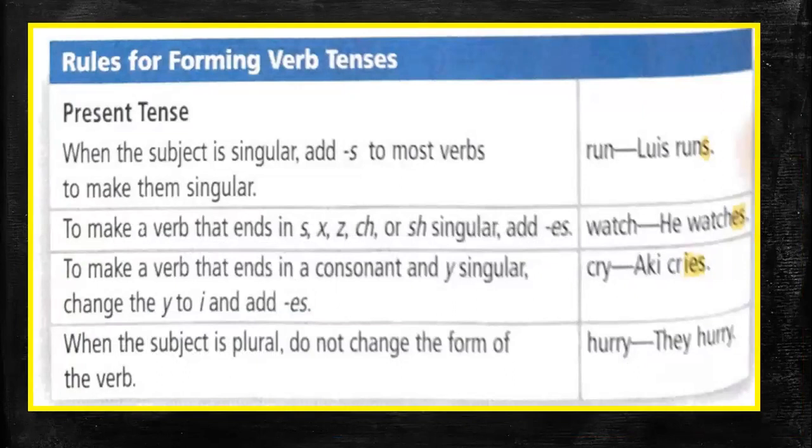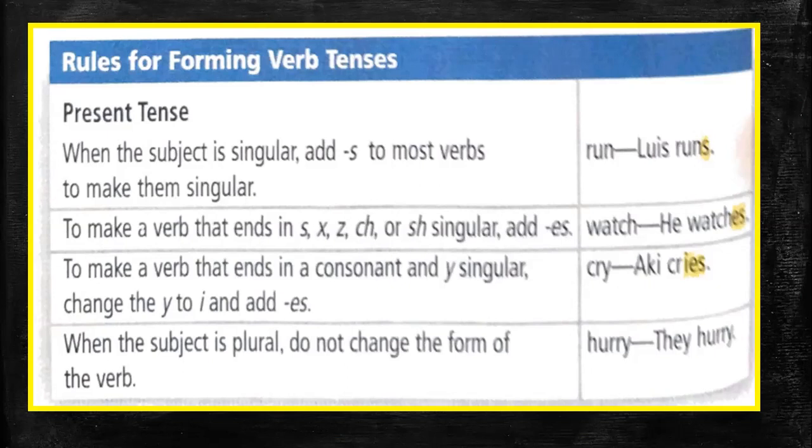As in most of the things that we've covered in our class, we've had rules that we have to learn because grammar has a lot of rules, and this is no different for the present tense, okay? So, rules for forming verb tenses, and we're covering specifically the present tense here. There are 4 things that we have to remember.